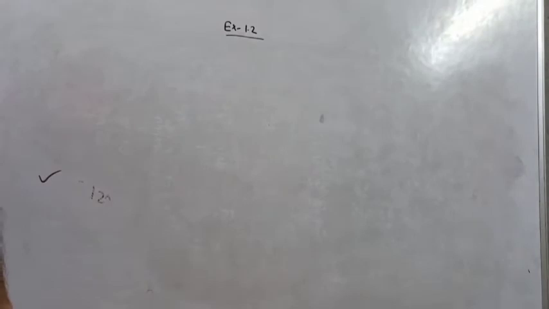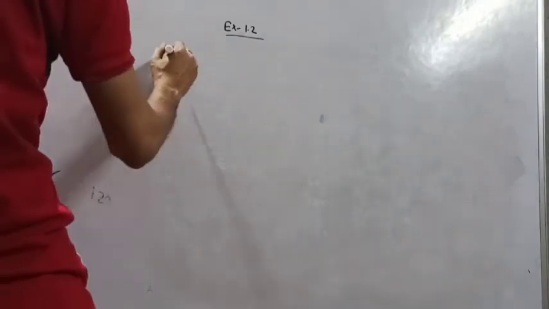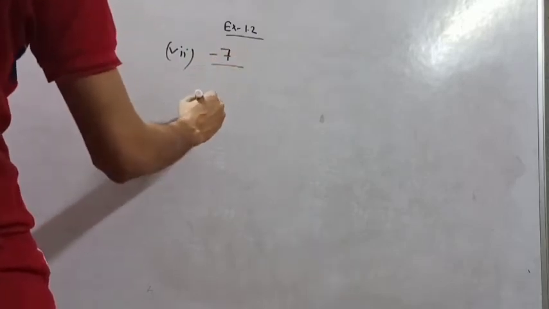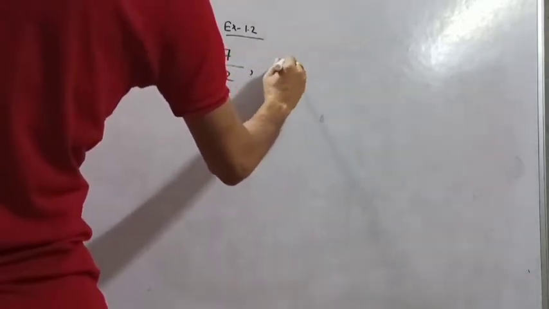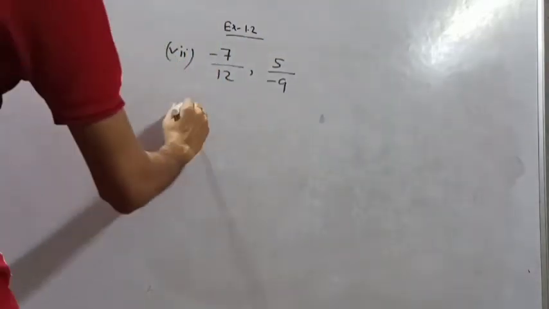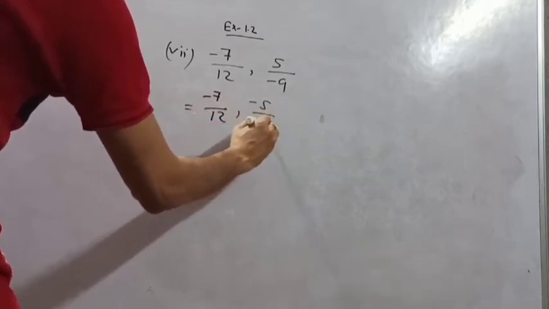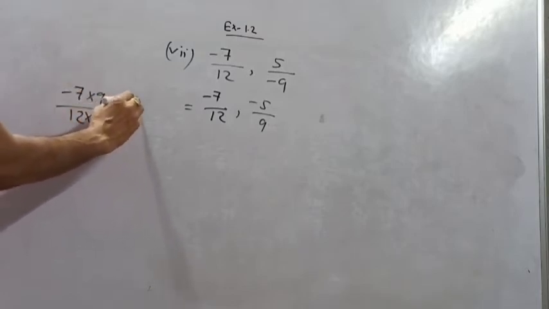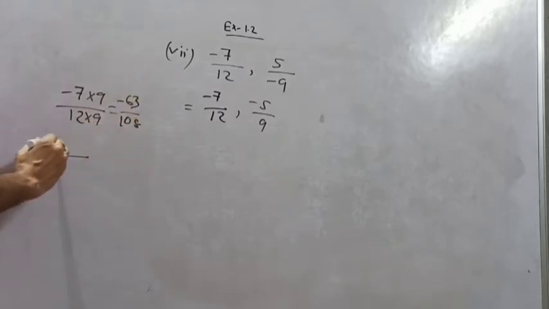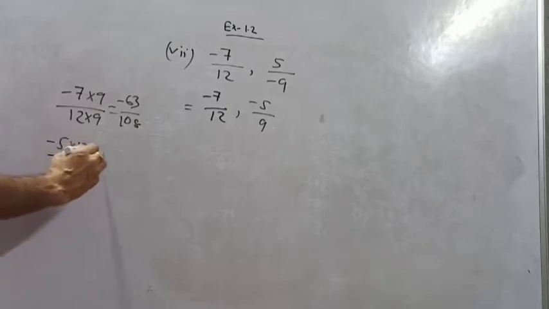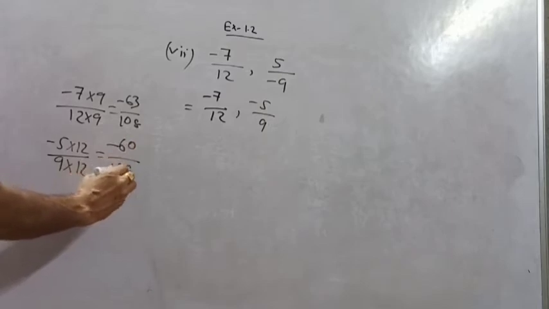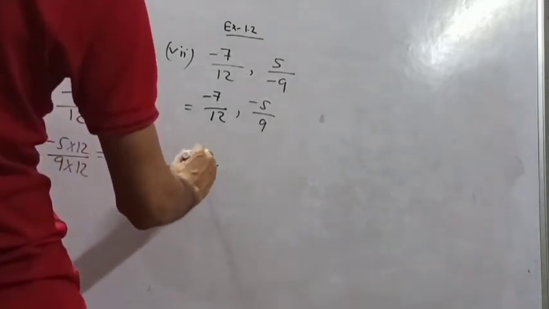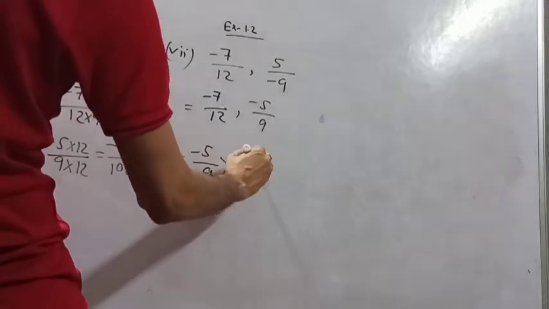Next, number 7, which is your homework, the last one from here: minus 7 by 12, comma, 5 by minus 9. Make it the same: minus 7 by 12, comma, minus 5 by 9. Multiply: minus 7 by 12 into 9 gives minus 63 by 108, and minus 5 by 9 gives minus 60 by 108. So minus 60 is greater than minus 63. So you can say minus 5 by 9 is greater than minus 7 by 12.